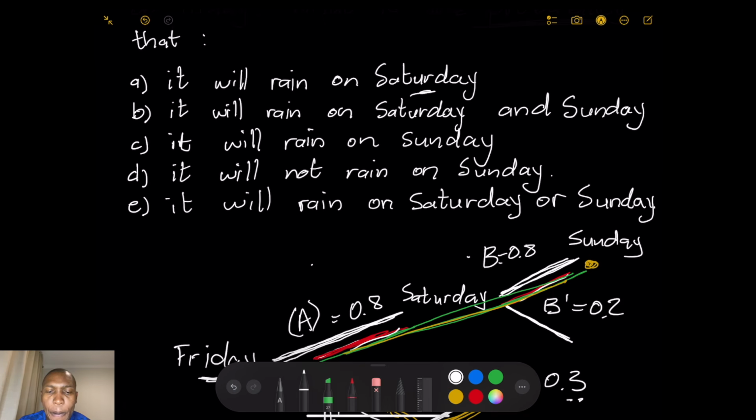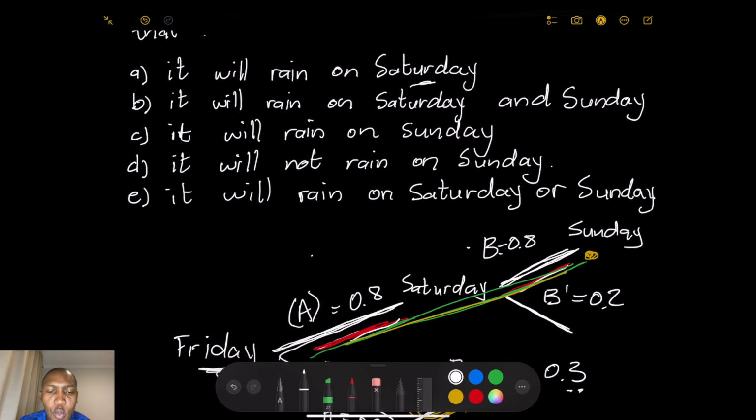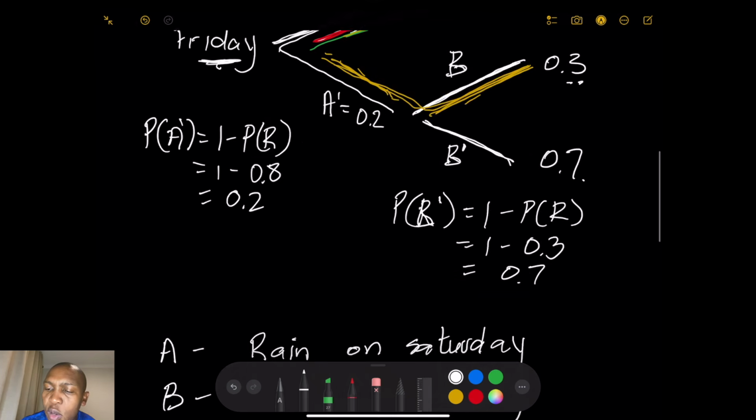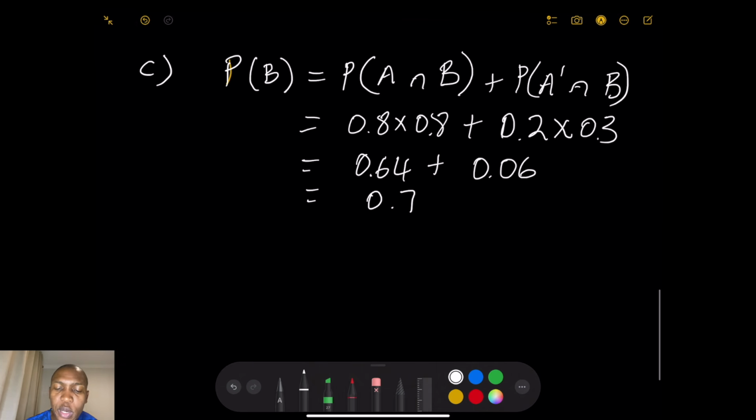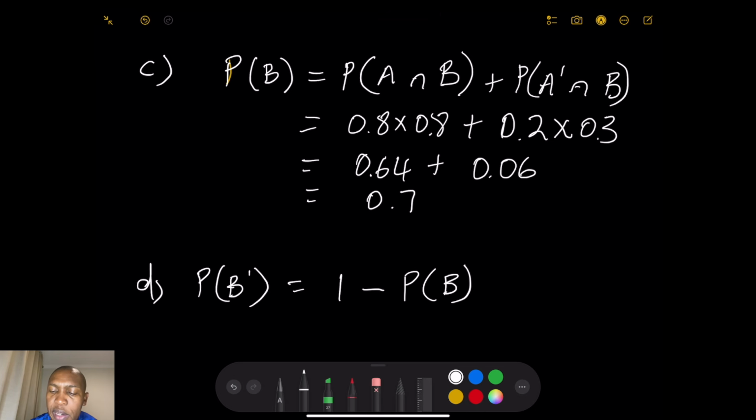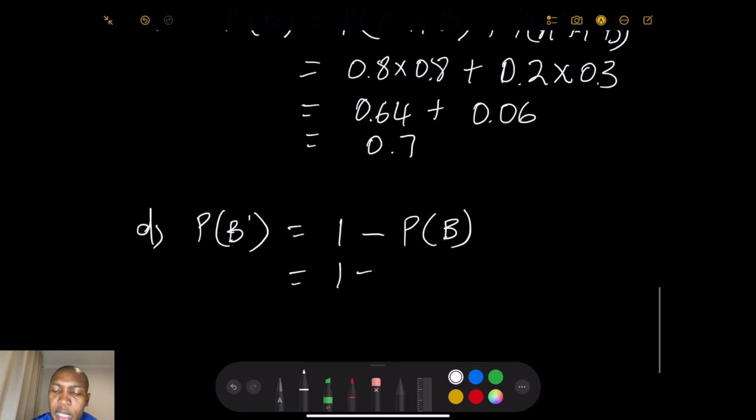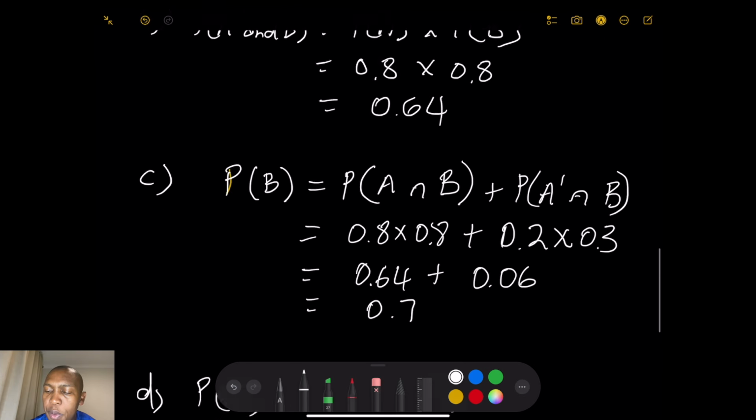Right. So they say, what is the chance that it will not rain on Sunday? Of course, now we can actually, it's the second last question. Sorry about that. So what's the probability that it will not rain on Sunday? And you don't need to make it complicated for yourself. What we simply do is remember the complementary rule. In this case, we said, what's the probability that it will not rain on Sunday? So it would be 1 minus the probability that it rains on Sunday, which is the probability of B. So that would be 1 minus 0.7. And of course, this will give us 0.3.